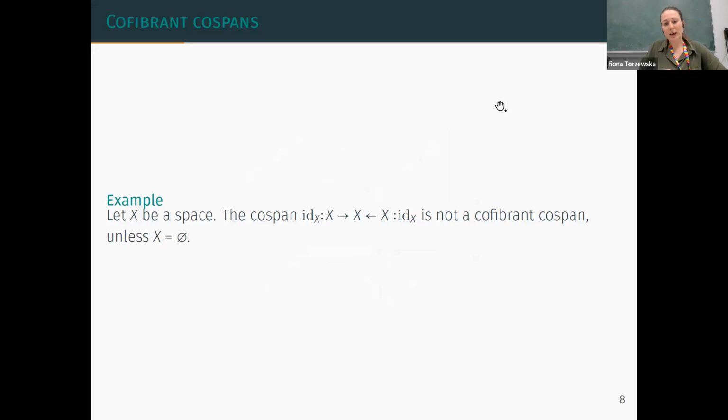Now, note that if we take the cospan, which is just three copies of the same space, and the identity maps, this is not a cofibrant cospan. The way to see this is that we have this condition that we must have X disjoint union X into X is a cofibration. And a cofibration in particular must be a homeomorphism onto its image. So this map, which sends two copies of X onto themselves, will not be a homeomorphism.